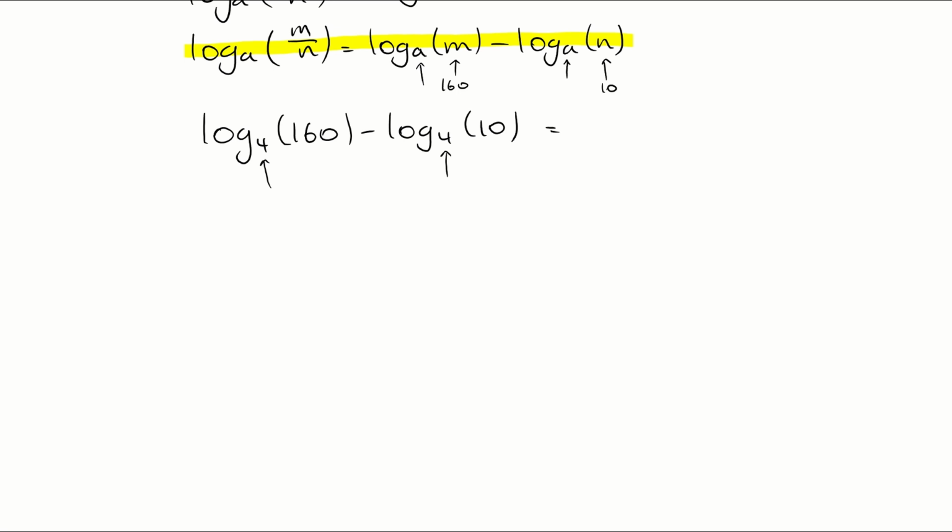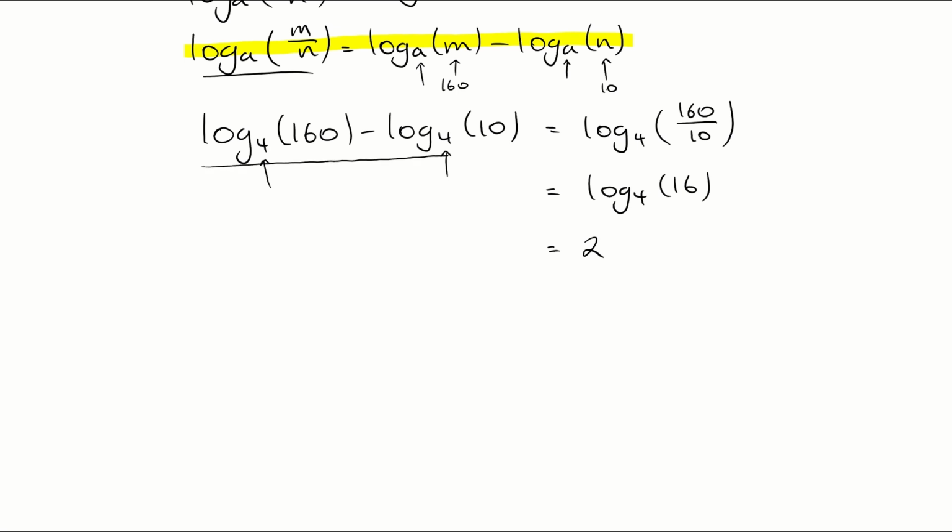And my rule says that I can just write that as log to whatever my base is, so keeping my base the same, which is 4, of m, which is 160, divided by n, which is 10. So I'm now trying to find what log to the base 4 of 16 is. So we ask ourselves, what do we need to put 4 to the power of to get 16? And the answer is 2. So log to the base 4 of 160, subtract a log to the base 4 of 10 is just 2.